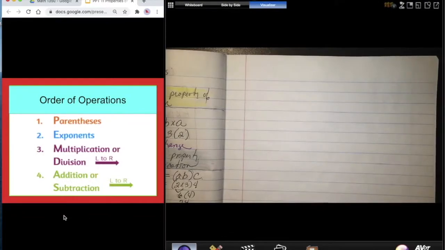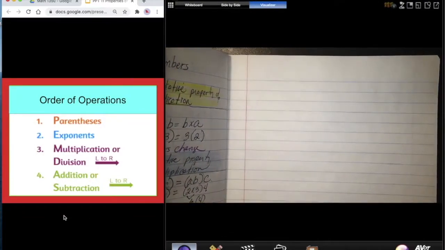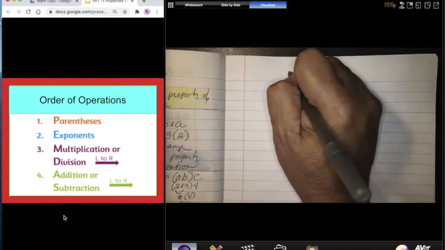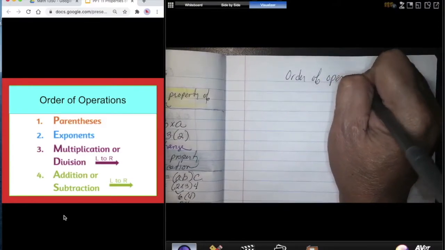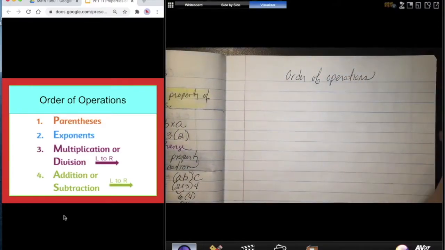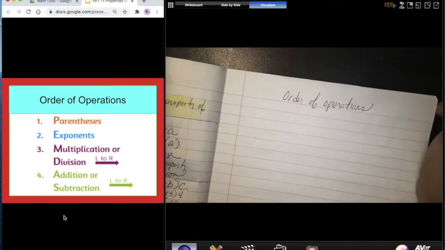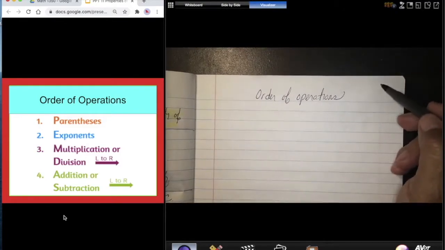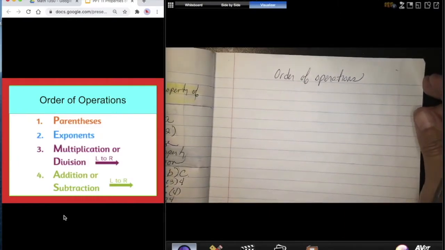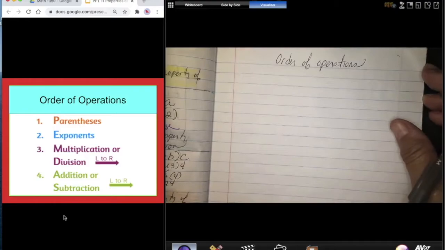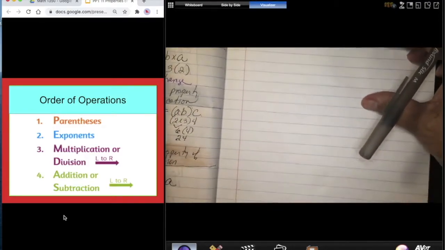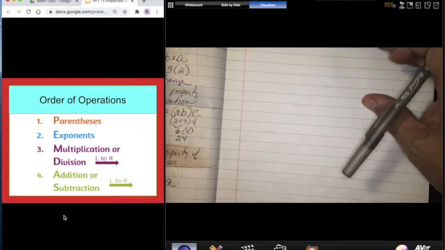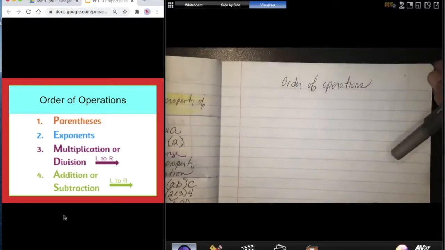Let's look at the order of operations. Put your title across the top. Include your page number on these notes. So what we're going to do is copy this chart with 4 steps or 4 items across the top, not very large, so that I could have some space on the bottom for some examples.